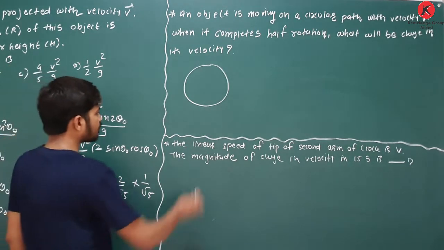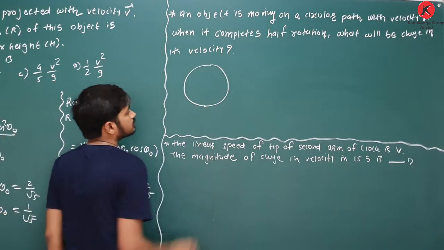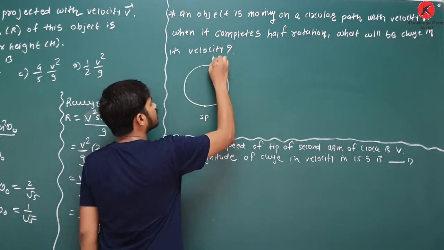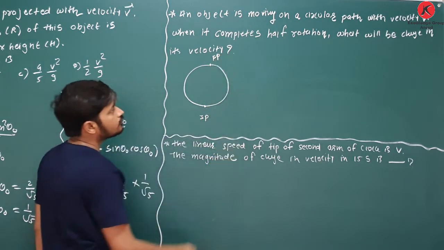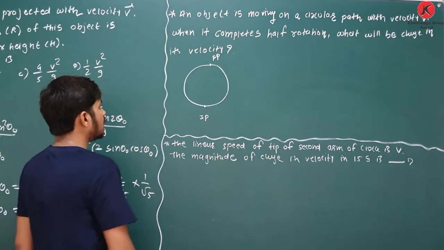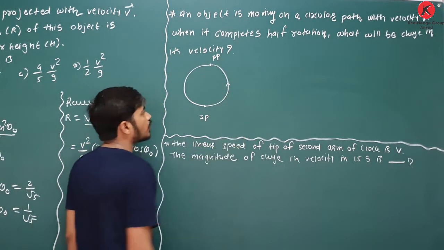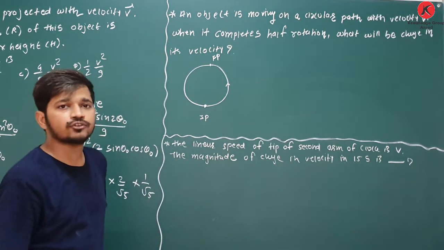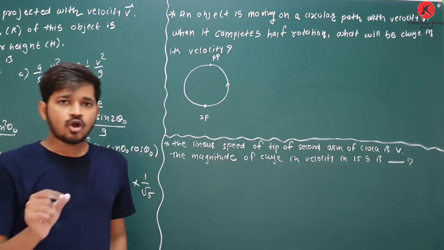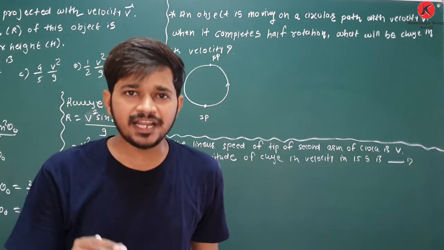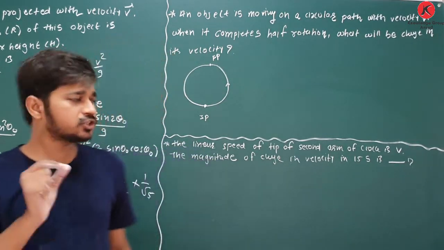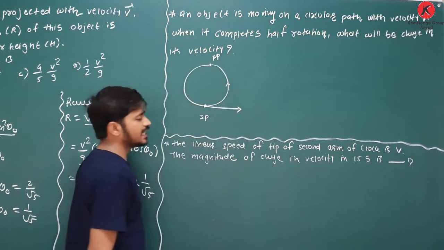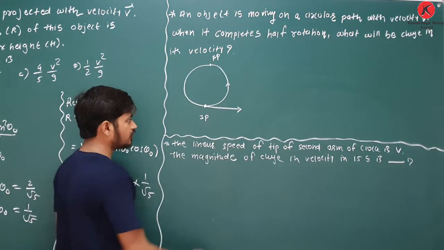I am assuming initially it is at this point, the initial point. And finally it is at this point, the final point. Yes, it is called half rotation. Now let it be moving in this anti-clockwise direction. At this point, what is the direction of velocity? We know that on a path, the direction of velocity is in the direction of the tangent. So if I draw the tangent in this direction, it is the initial velocity in this direction.